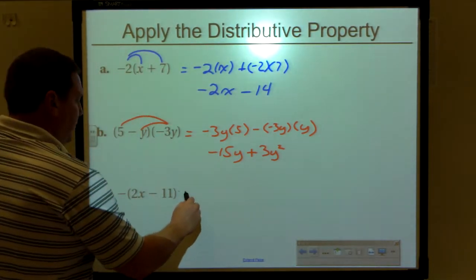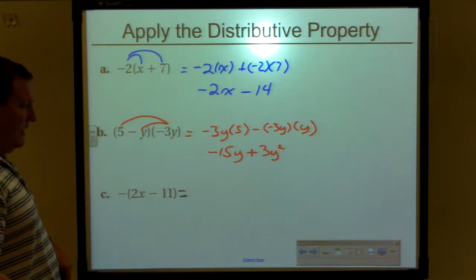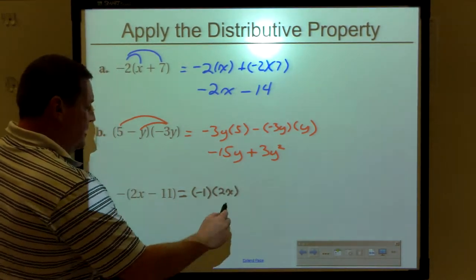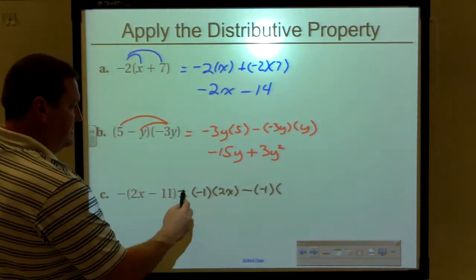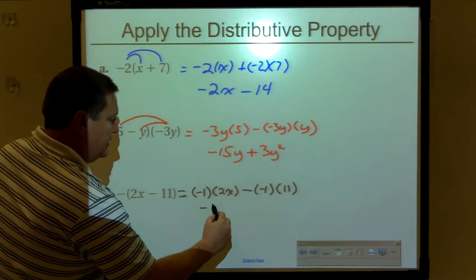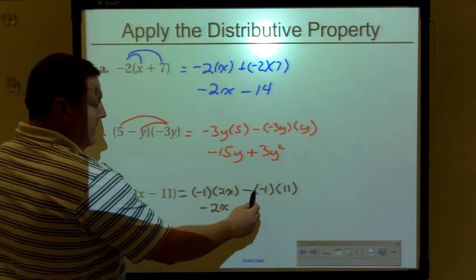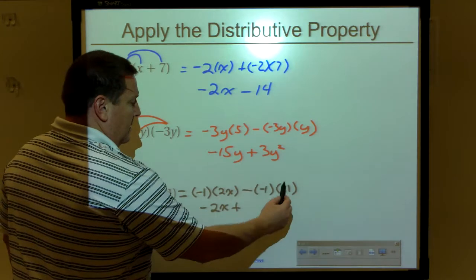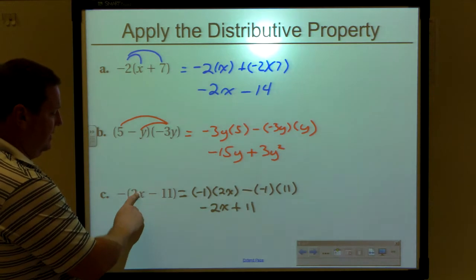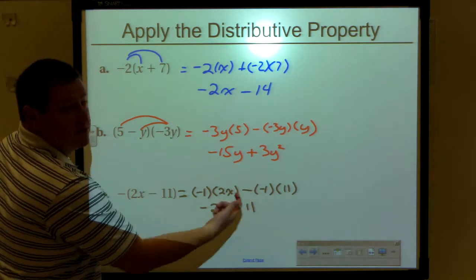The last one here, this is a tough one for a lot of students to get right. They often ignore that this is a negative 1 on the outside. So if we display this properly, it would be negative 1 times 2x minus negative 1 times 11. So we have negative 1 times 2x, which would give us negative 2x, and that's our multiplication property of negative 1. And then negative times a negative is a positive, and 1 times 11 is just 11. A lot of students forget to take this negative and distribute it to both terms, so this sign will change to opposite like it did, and this sign will change to opposite just like it did there.